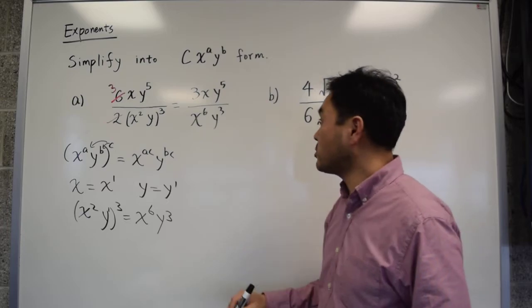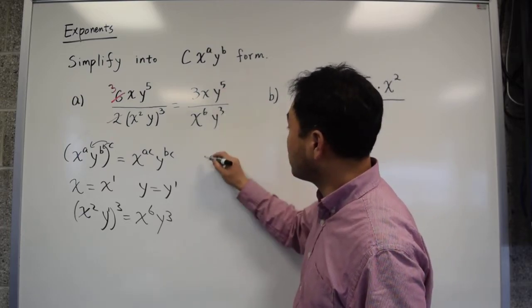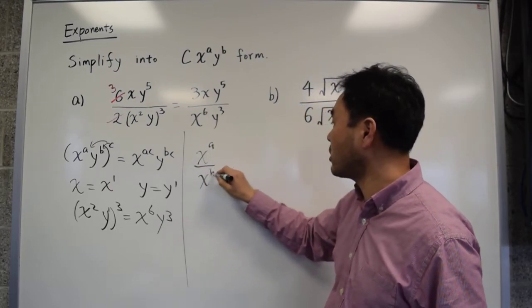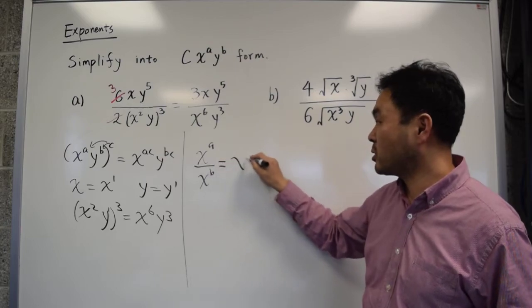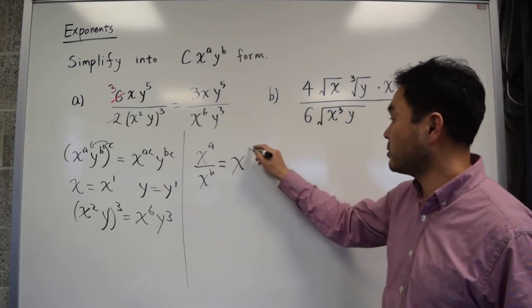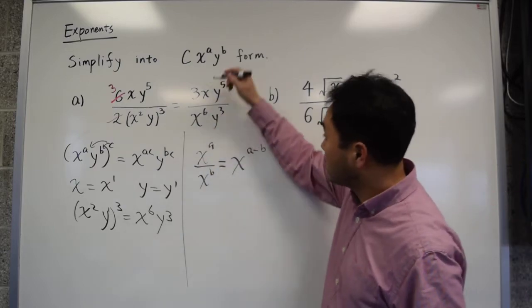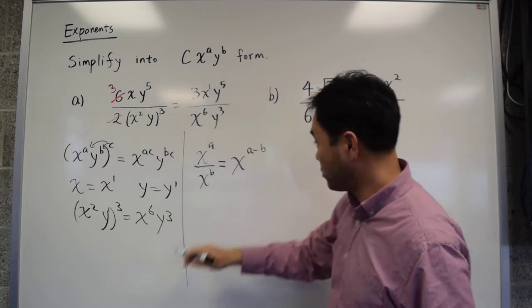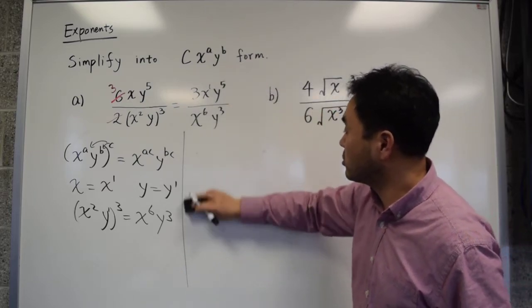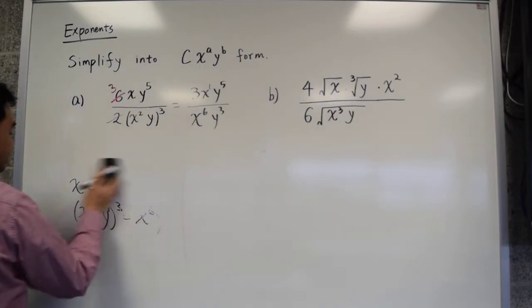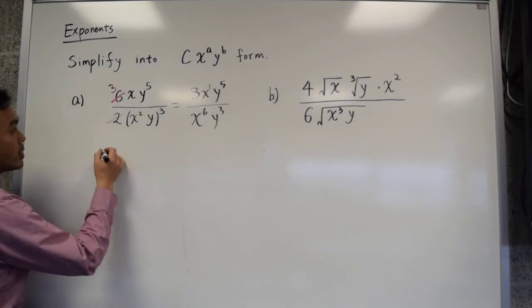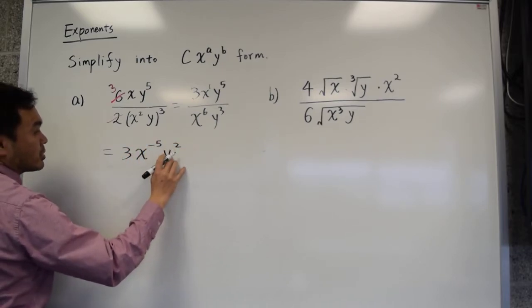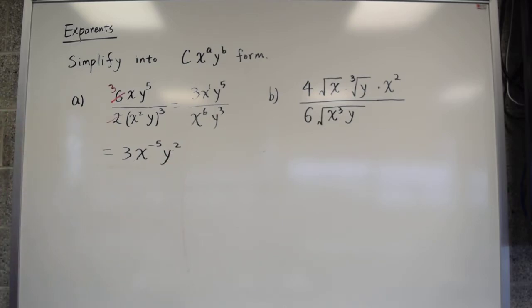Then the next rule that you want to use is that if you have x to the a power divided by x to the b power, then what happens? This is x to what power? A minus b. So you have 1 minus 6, which is negative 5, 5 minus 3, which is 2. So using this rule, the answer would be equal to 3 times x to the negative 5, y to the 2nd power. All right.